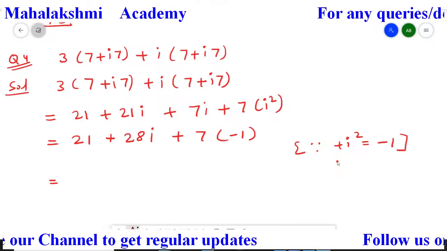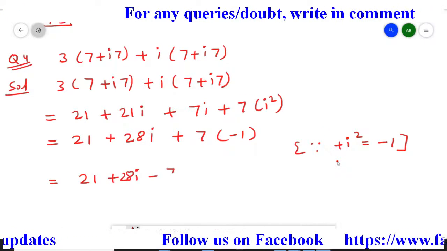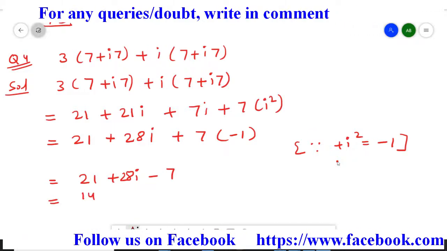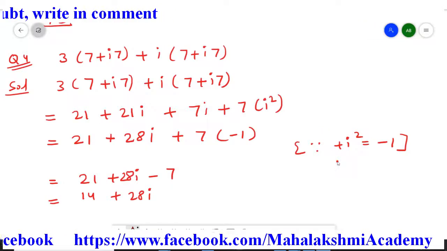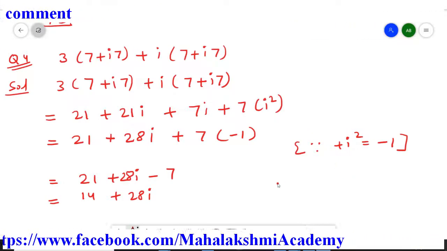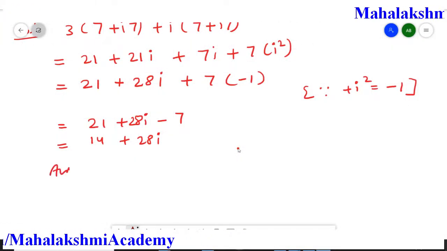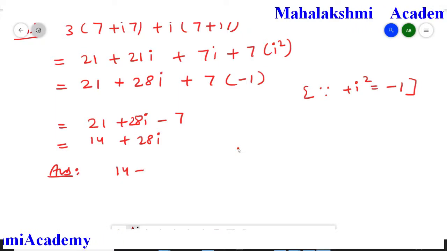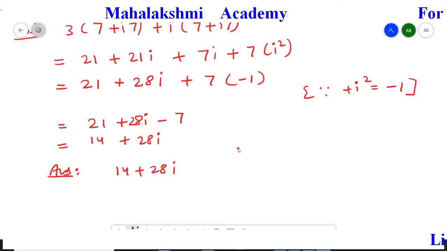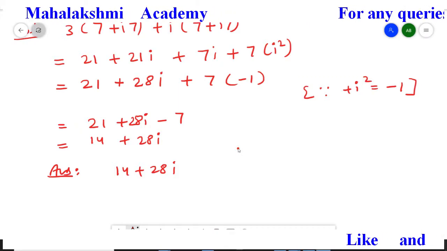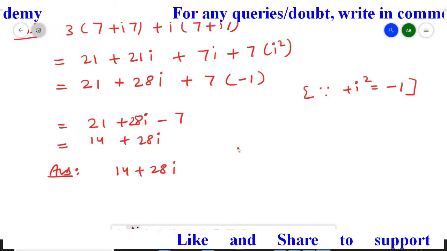Now here it is going to be 21 plus 28 iota minus 7. So when we subtract, we will get 14 plus 28 iota. So that's it. It is converted into the form of a plus iota b. So that's our answer. In the answer we will write 14 plus 28 iota. So this 4th question is completed. Now the 5th question is also the same as question number 4, and the 6th and 7th questions also.